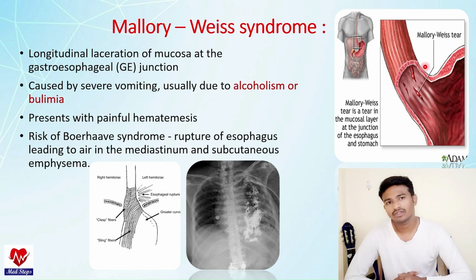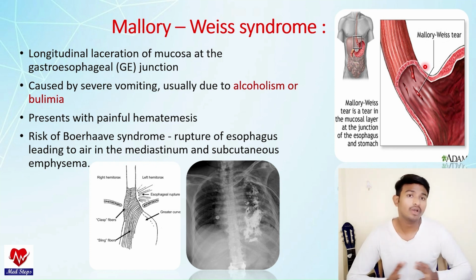In this Mallory-Weiss syndrome you will have severe vomiting, and a large amount of alcoholism and bulimia, with eating in large amounts. These people have this type of disorder. It is very painful and there is hematemesis. Hematemesis means vomiting with blood.